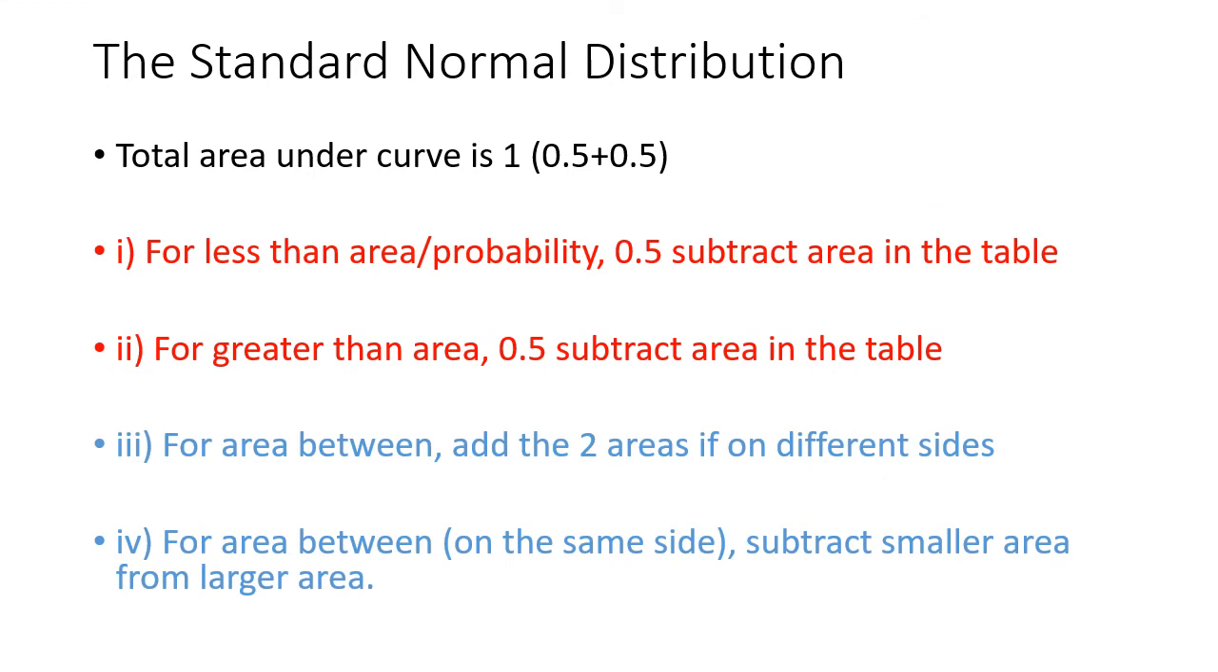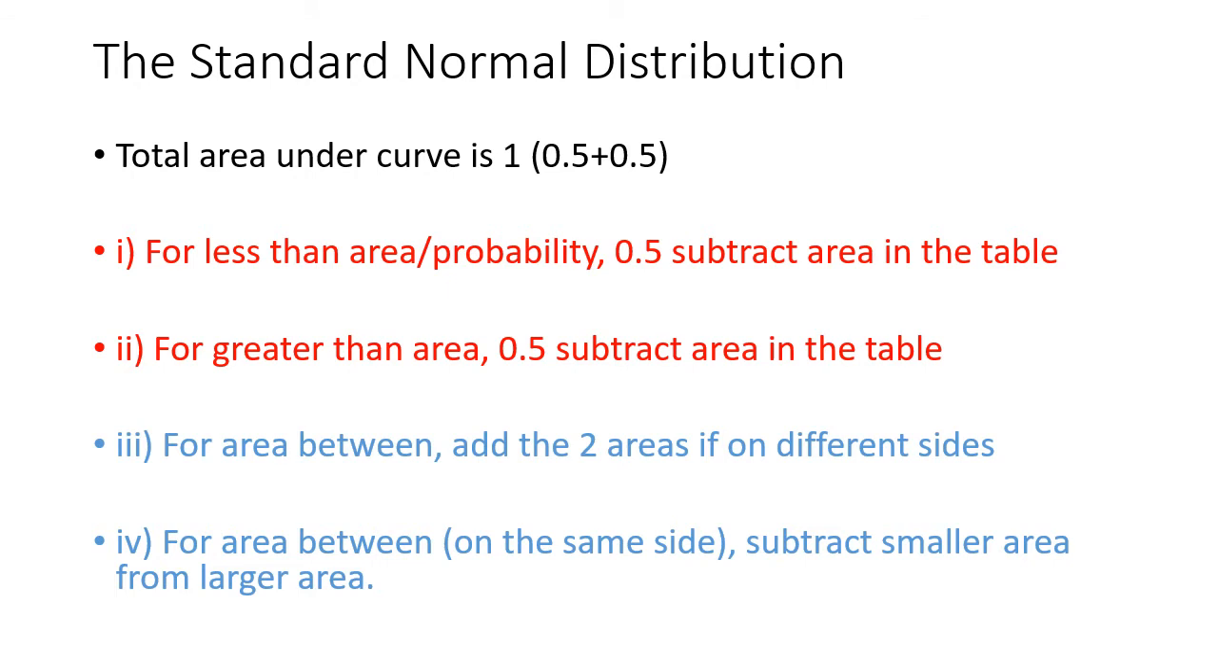Let's look at some of the tips that will help you. Always remember that the area under the curve is 1, which is made up of 2 halves. When you have a less than area, like the second example that we looked at on the left hand side, all you need to do is to subtract the area that you get from the table from 0.5. When you are looking at greater than area, which is on the right hand side, you subtract the area that you get from the table from 0.5, because the areas that you get from the table are between 0 and the given number. Okay, cool.